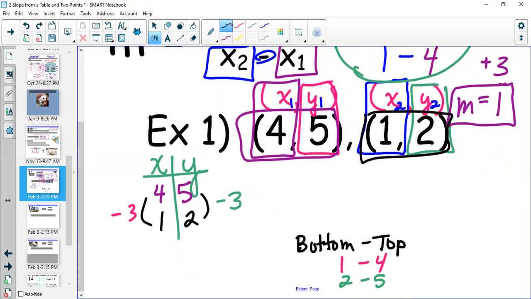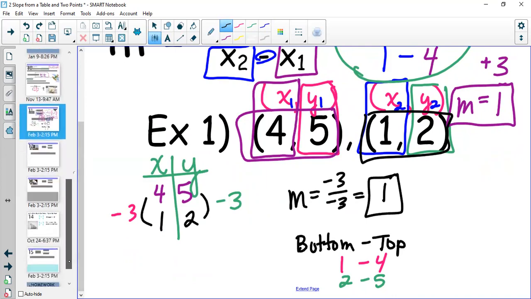Again, the hardest part on the tables is to remember which one goes on top, which is our change in y. So negative 3 over negative 3, which we already talked about, simplifies to a slope of 1. All right, so now it's up for you guys to decide which way you like better.